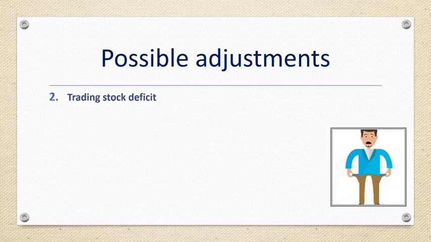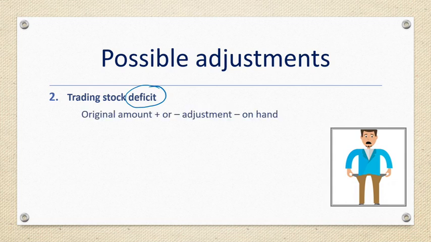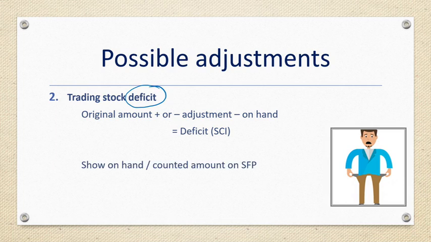The next one, trading stock deficit. Deficit indicating it is a difference between what is counted and what we have on record. So you take the original amount that was given, then you add or subtract the adjustment that was made, and then you subtract the on-hand amount that was counted, and that will give you the deficit that will be shown on the statement of comprehensive income. So the important thing, the difference between the record and what was counted. And on the statement of financial position, we will show the on-hand amount, the counted one, the correct one, because that is what we actually have.